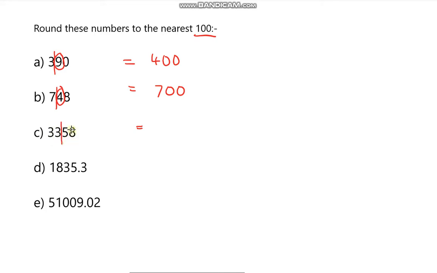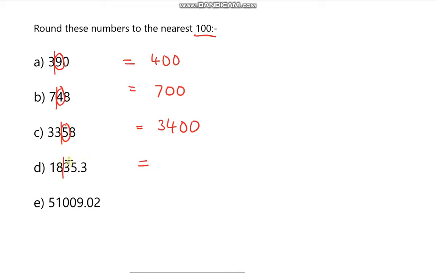The next one, so this time the 3, that's our hundreds column. So draw a line after the 3 and look at the 5. Because it's 5 or more, remember when it's 5 or more we round up. So this becomes a 4, so that is 3,400.